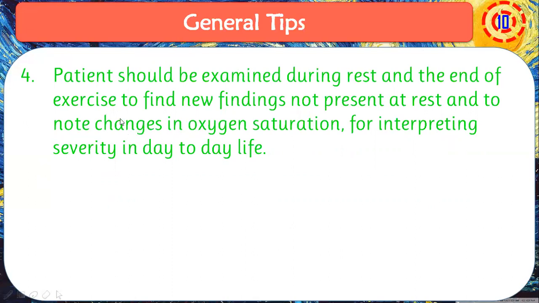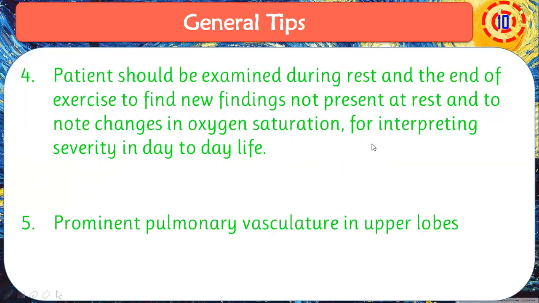It is also done to note the changes in oxygen saturation and to interpret the severity in day-to-day life, because the secondary physiological responses that we see in the patient help us to clearly reflect the severity of dyspnea during exercise. Normally, if the patient is at rest and looks normal, then we might not be able to assess the severity of dyspnea. But if we perform the exercise and then at the end of exercise look at the patient for any secondary signs or responses by the body, then we can interpret the severity in the patient.